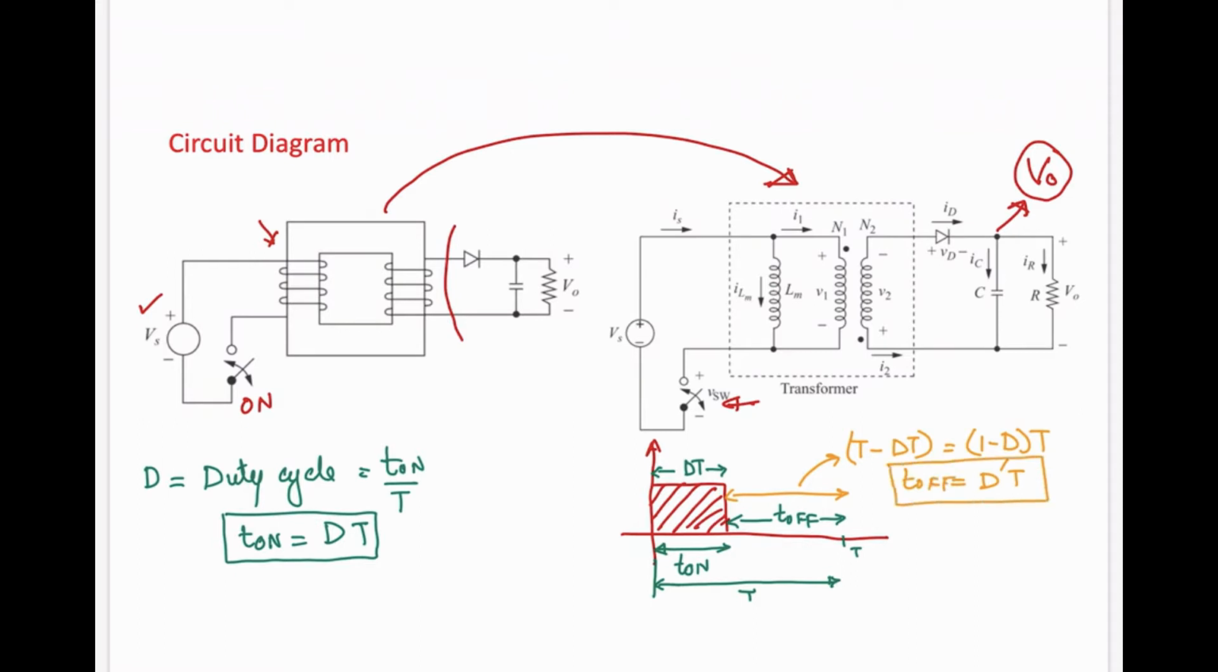So we will turn on our switch for the interval DT, and we will keep it off for the interval D prime T, that is (1 minus D) T. And the next assumption for the analysis of this circuit is that all the switches being used, this switch and this diode, are ideal. Means there is no power loss across these switches, no dissipation, and they can be turned on and off in no time. So we will be considering these as ideal switches.